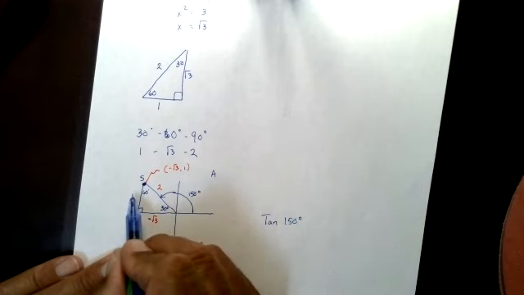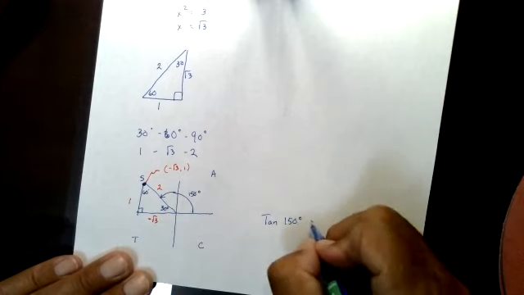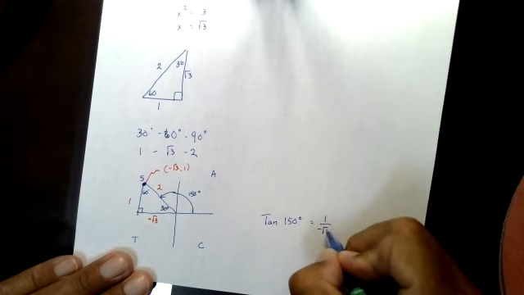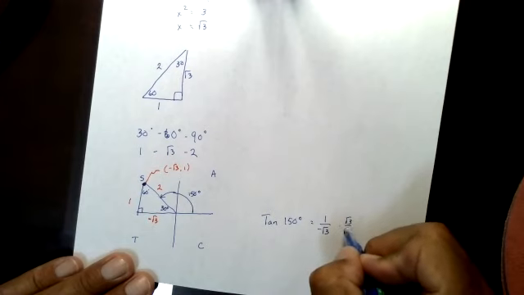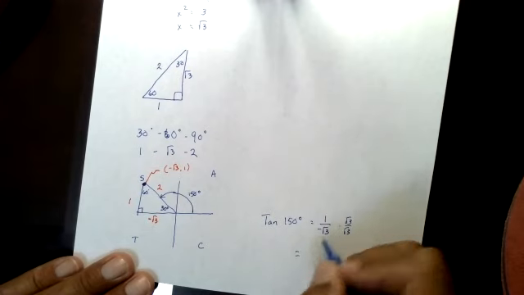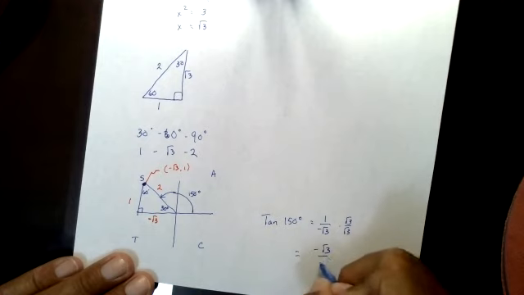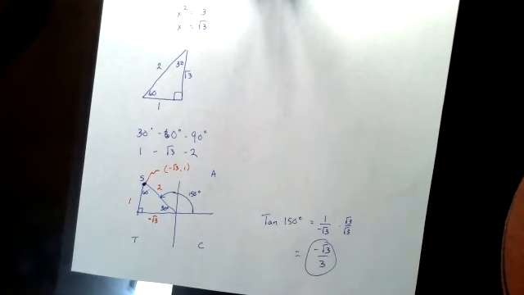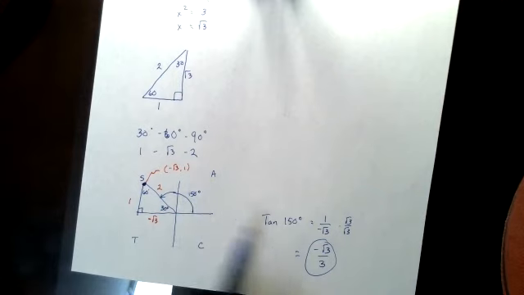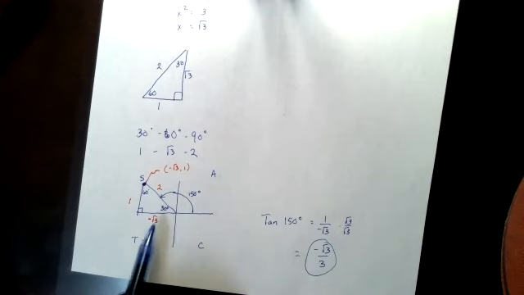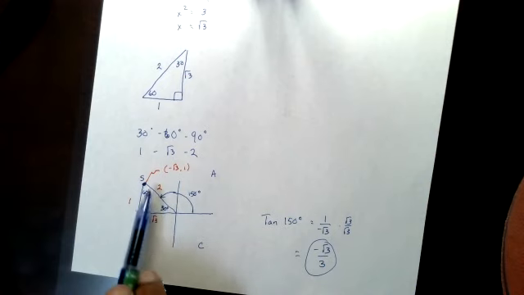Tangent is opposite over adjacent. So it's going to equal 1 over negative square root of 3. And of course, we don't want to leave these with a root in the bottom. Final answer is negative square root of 3 over 3. So when I'm asked to find something like the tangent of 150, I draw a coordinate system, I go over 150 degrees, and I realize I'm going to use the reference angle of 30 and draw my 30, 60, 90 triangle so I can put in the values.